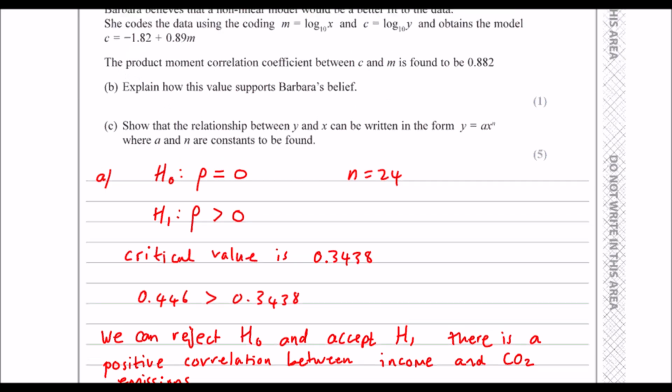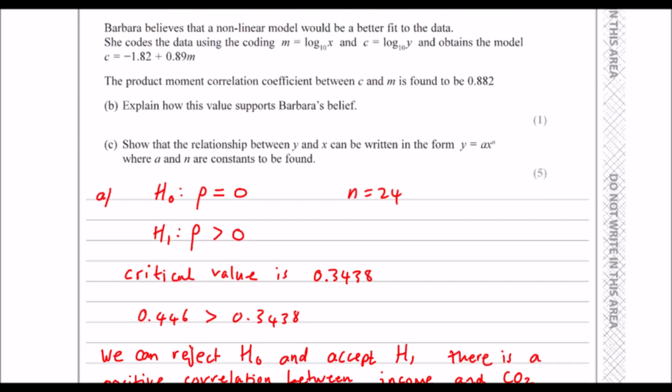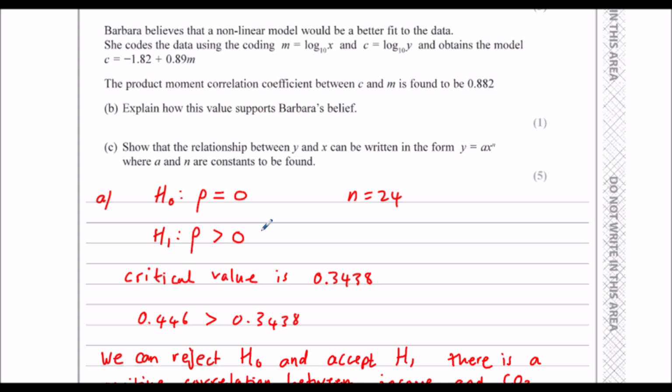Okay, part B. So Barbara believes that a non-linear model would be a better fit to the data. She codes the data using the coding M is log 10 x, C is log 10 y, and obtains the model C equals negative 1.82 plus 0.89 M. The product moment correlation coefficient between C and M is found to be 0.882. Explain how this value supports Barbara's belief.